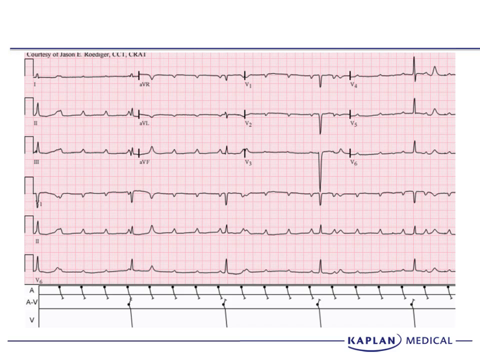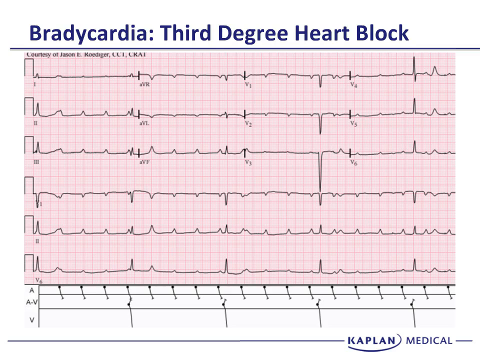That is a third-degree heart block, or a complete heart block. Complete AV nodal dissociation means that there is no communication between the atria and the ventricle. They are each doing their own thing. There's no communication between the two of them.